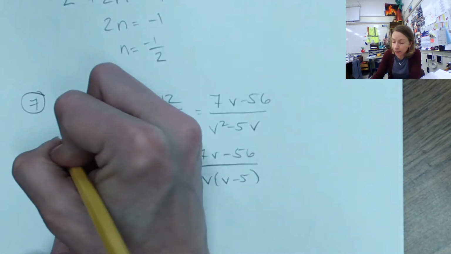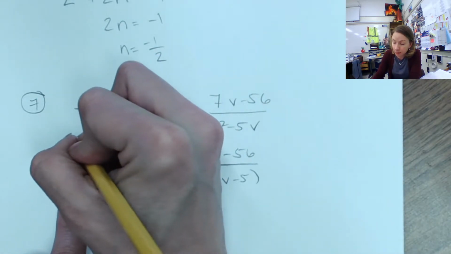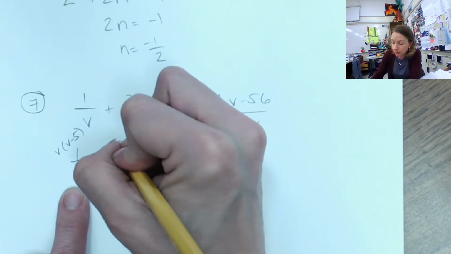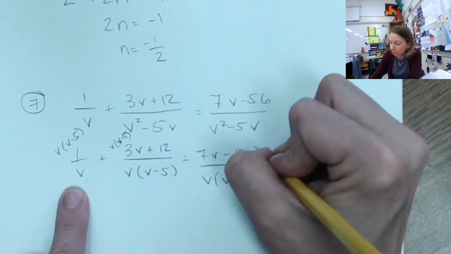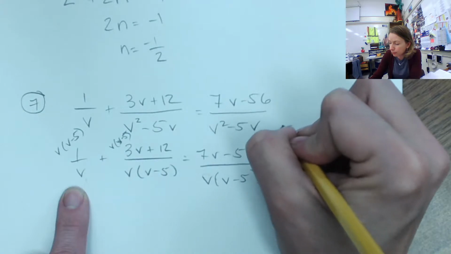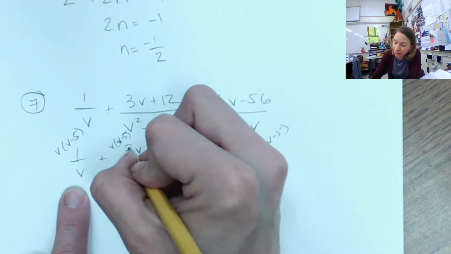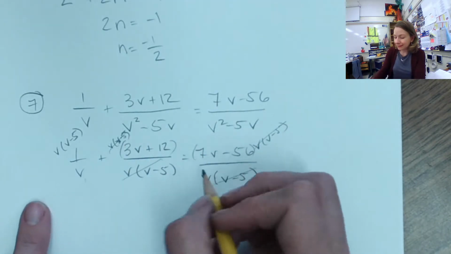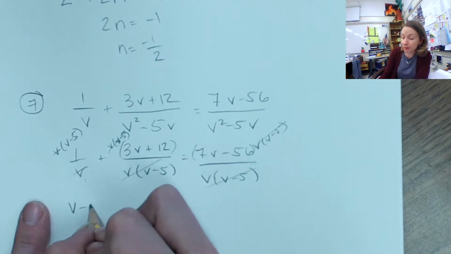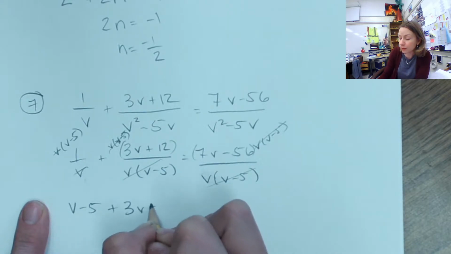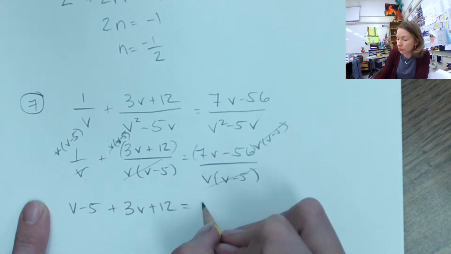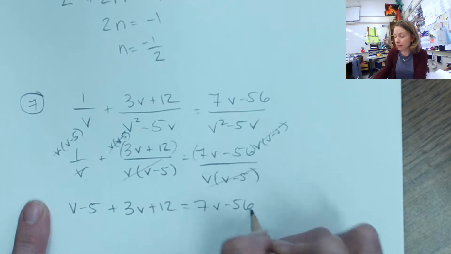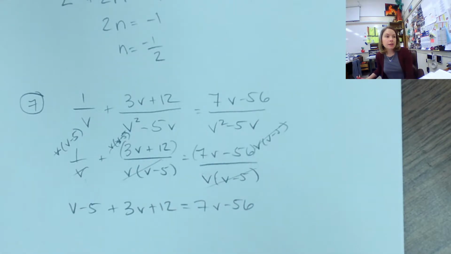So if I multiply everything by v times v minus 5, and I'm not including all my parentheses like I should, but you probably will, my v is going to cancel here, so I've got v minus 5 plus 3v plus 12 is equal to 7v minus 56. And from here, I just need to combine like terms, get my v's together on one side, and then simplify.